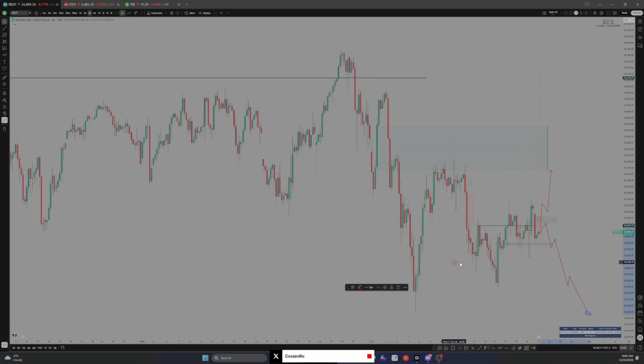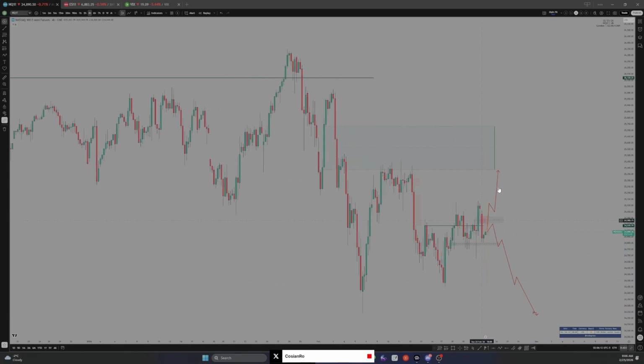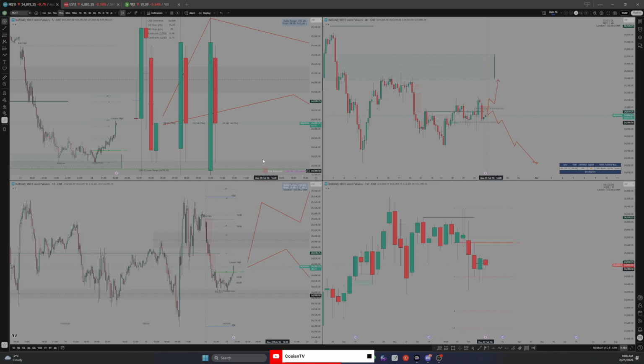Those are my two outcomes for the week. As I said, intraday, we need to wait and see what's happening with price going towards the new day opening gap and the new week opening gap, as it's Monday.